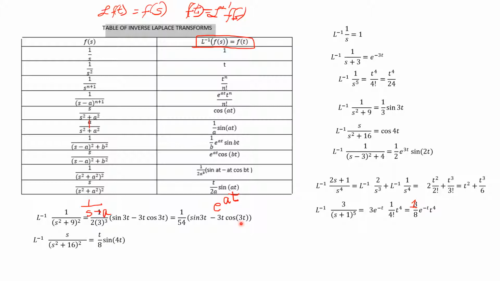Okay, and one more example, inverse of s over s squared plus 16 squared. It's here, our a is what? Our a is 4, so 2 times 4 is 8, therefore this is t over 8 sine 4t.